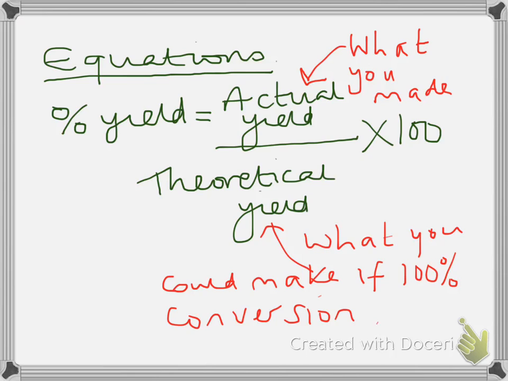So what you'll actually have to look for: the actual yield is what you actually make, so that's usually given in the question, or if you're doing a practical you might have weighed what your actual product was. The theoretical yield is what you could expect to make if you had 100% conversion. So usually they'll give you a starting mass for one of the reagents and you'll have to work out from the equation ratio how much you could theoretically make in an ideal world.